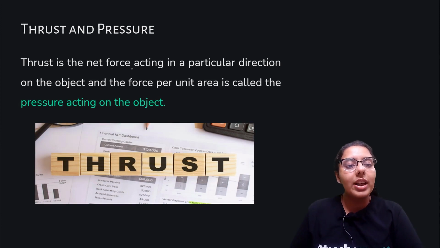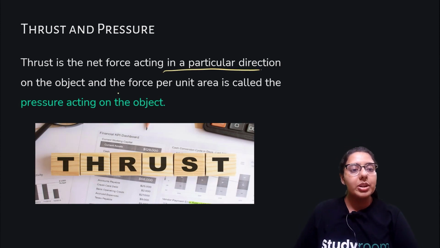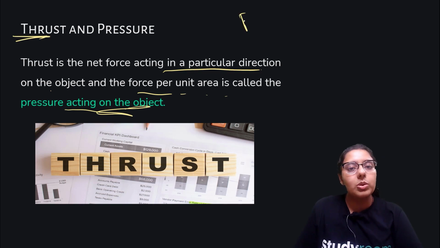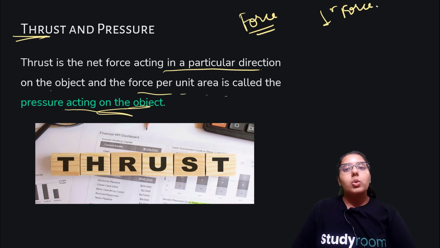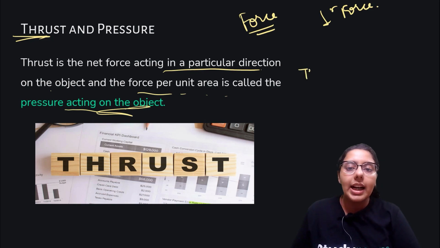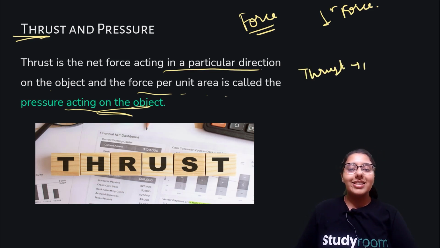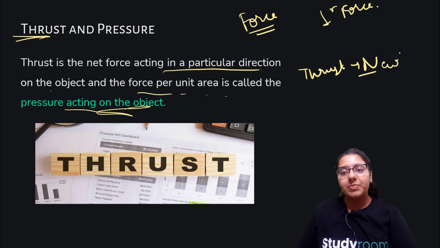So thrust is the net force acting in a particular direction on the object, and the force per unit area is called the pressure acting on the object. So thrust is a type of force only, right? It is a perpendicular force. So what does that mean? What is the SI unit of thrust? Again, it is Newton, correct?